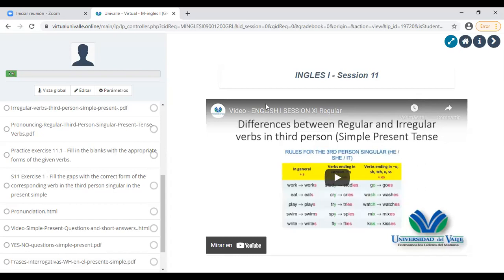So you already have your second evaluation of the class, in this case for English 1. Okay, so for today we're going to be working on session 11.